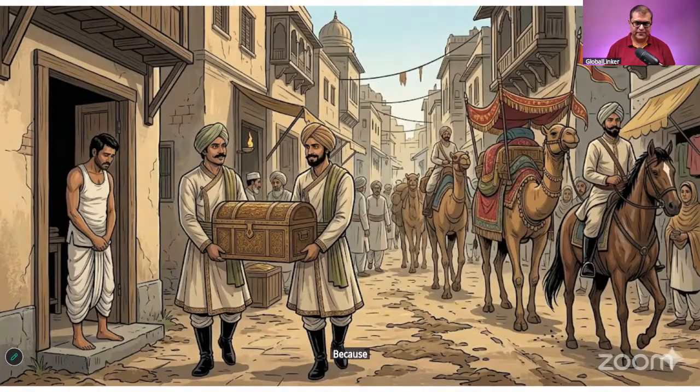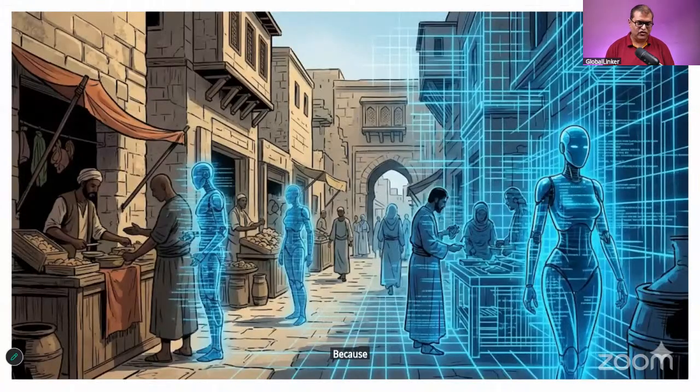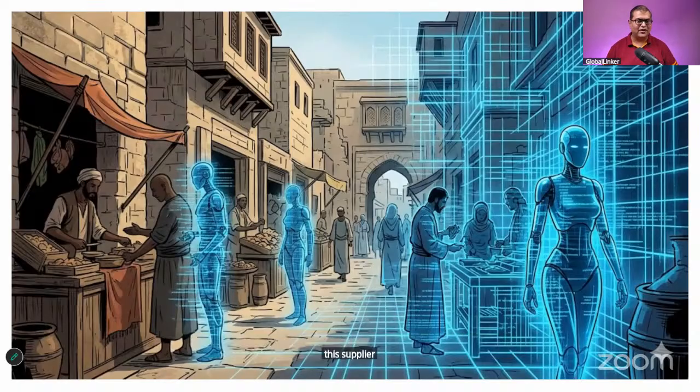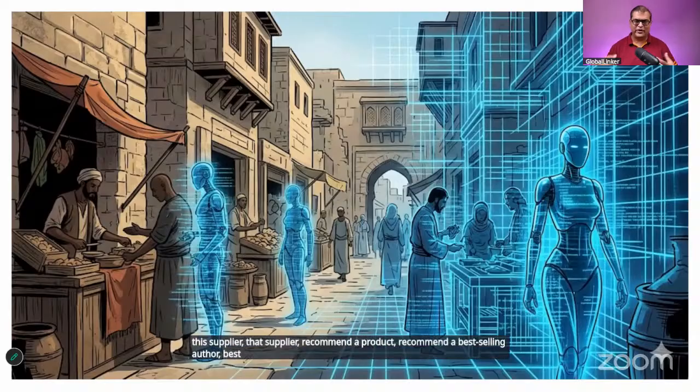Because in today's day and age, those servants are replaced by AI, and all of us have those servants. Now, when we have to look for something similar to how the King did, wherein he asked his servants to go out and look for the artisans, we also do that. So that's where we are asking AI to search for this supplier, that supplier, recommend a product, recommend a best selling author, best selling book, right? So we all do that almost on a daily basis.